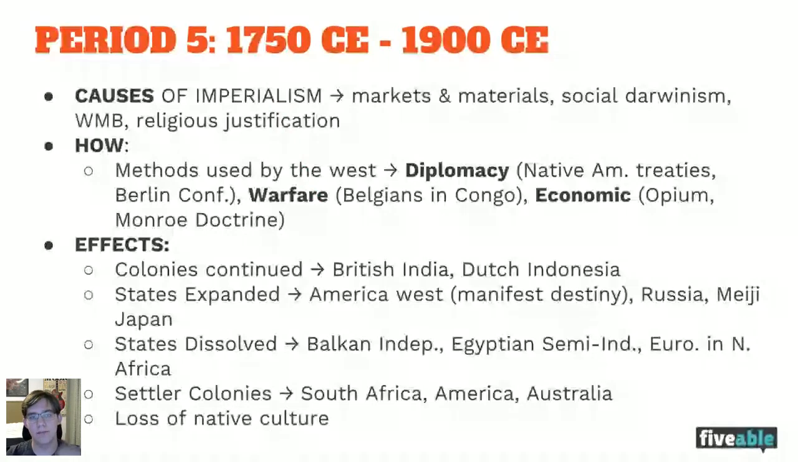So we have markets and materials being a main cause. These new industrializing European nations now need raw materials to fund their manufactured goods. You need things like rubber, palm oil, diamonds, and cotton, I believe in Egypt. And so they really do go down there, and that's the main reason. They want access to markets and materials. M&Ms is a good way to remember it.